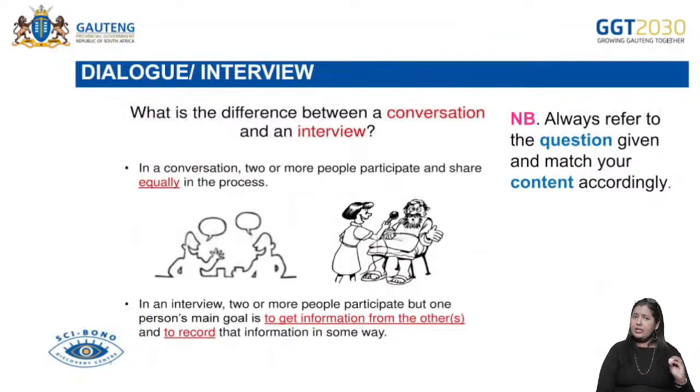So in a conversation, there are two or three people, yes, but there's an equal share in the conversation. In the interview, there are two or more people, and I'm going to say only two here because remember I did say to you there will be a probing from one person and the response comes from the second person. So the interviewer's main goal here is to get information from the interviewee about what issue they're talking about.